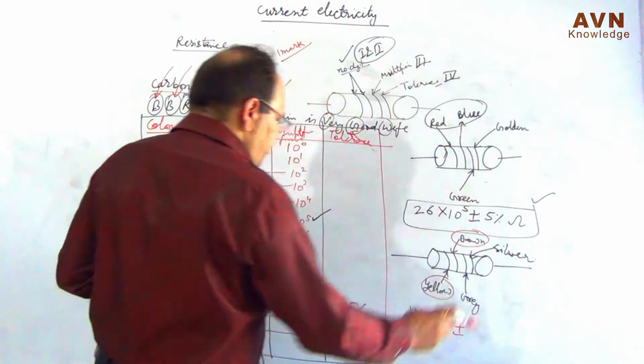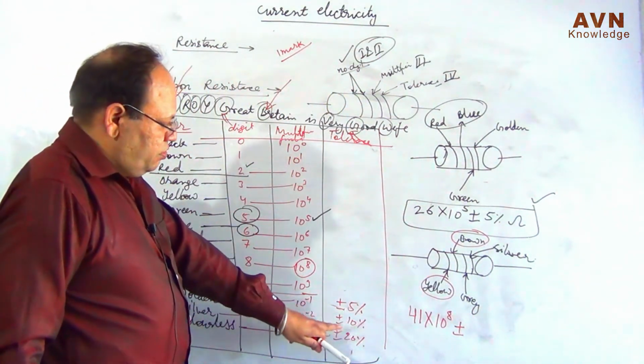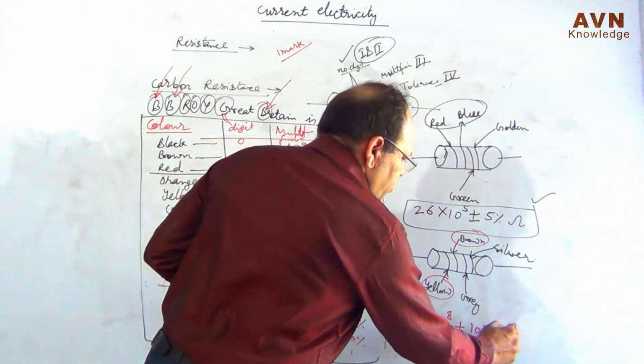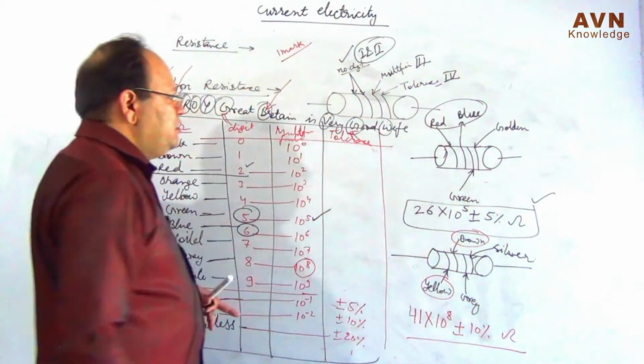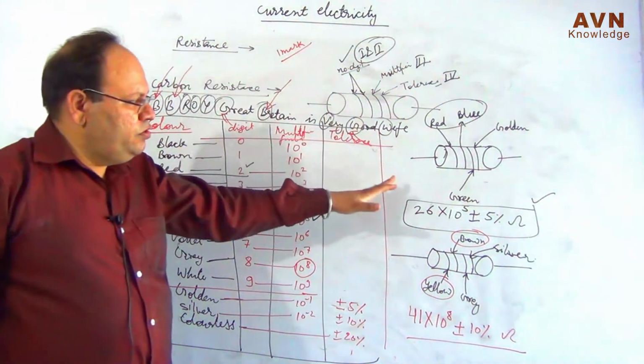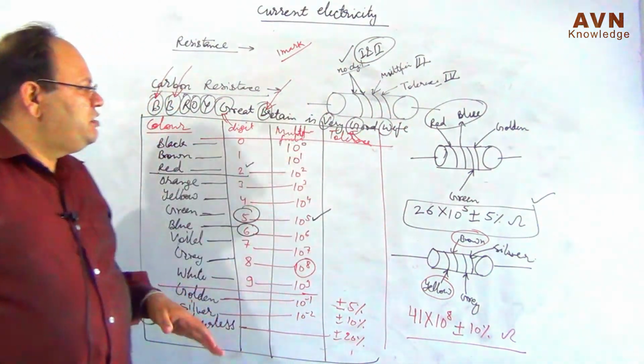The last strip is silver, so that is the tolerance. The fourth is tolerance, so plus minus 10%. This is the answer of this question. So when the color coding is given, you can solve for the resistance of the carbon resistance.